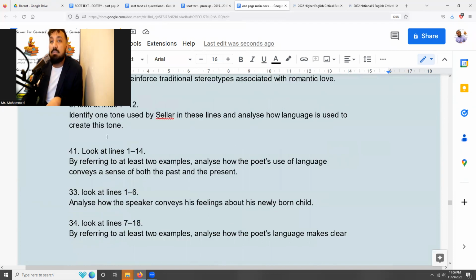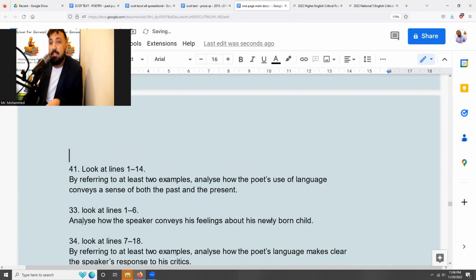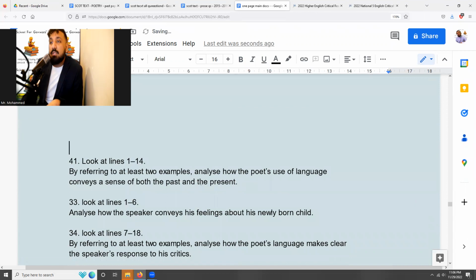We're going to have a look at this question here, just because I've got a quote memorized for it. The question is: by referring to at least two examples, analyze how the poet's use of language conveys a sense of both the past and present. The quote that I'm going to use comes from Duffy, from the poem Originally, which is a very commonly used poem in many classrooms. So the quote is going to be, so you can do this along with me: All childhood is an immigration.